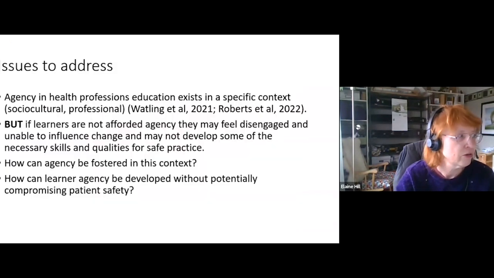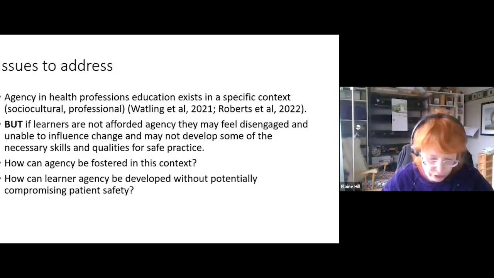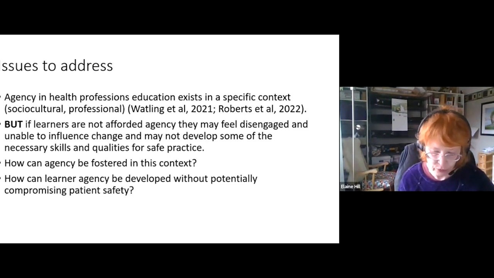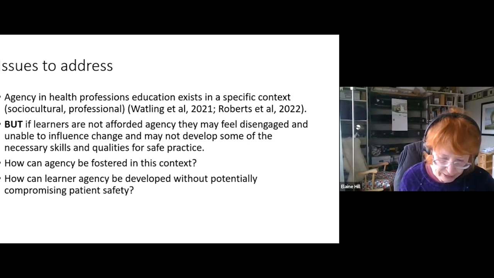So in summary, I came to two questions really, which I'm going to open up to you in a moment. There's the question around how can we foster agency in that context where we do have some quite definite constraints on what we can do. And how can we develop that learner agency without compromising patient safety?